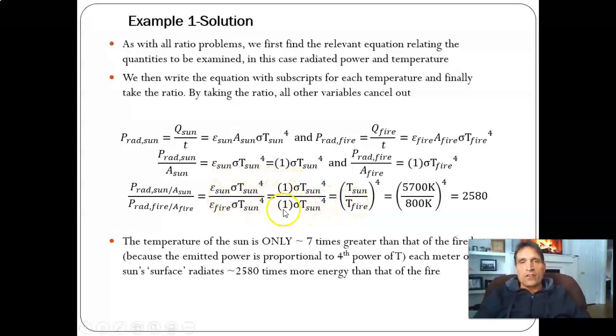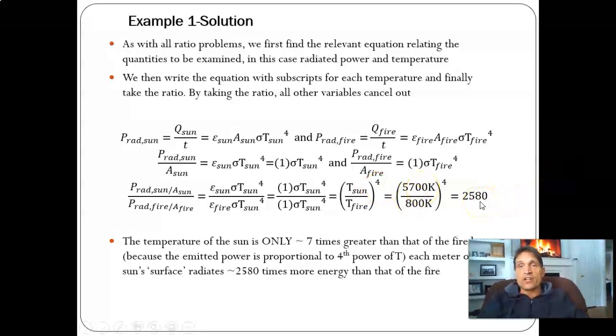And the constants cancel. If the emissivities are both 1, they cancel. And the ratio of the power per area of the sun divided by the fire is just the ratio of the two temperatures to the 4th power. And so this is interesting. The sun is 7 times hotter than the campfire, but each meter square radiates 2,580 times more power than the campfire. And that's because the power per area radiated goes as temperature to the 4th power.